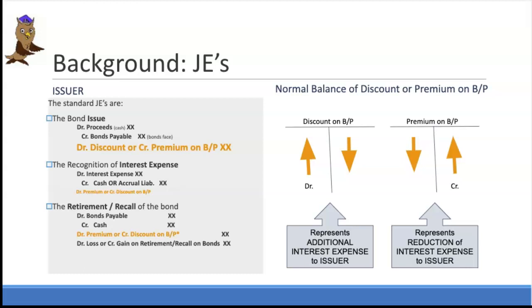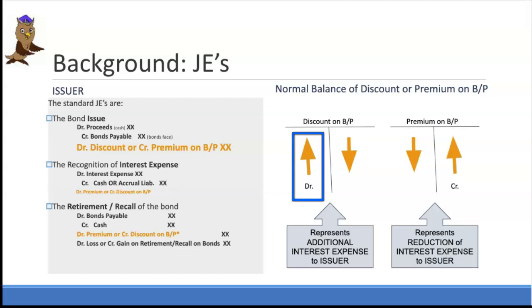Before discussing the actual JEs, it will be useful to briefly review the normal balances of both the discount and premium on bonds payable accounts. Think of the discount on bonds payable account as a contra liability account, meaning that it is a liability account but with an opposite normal balance.